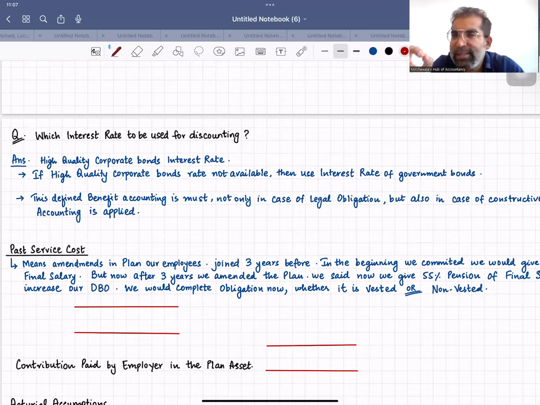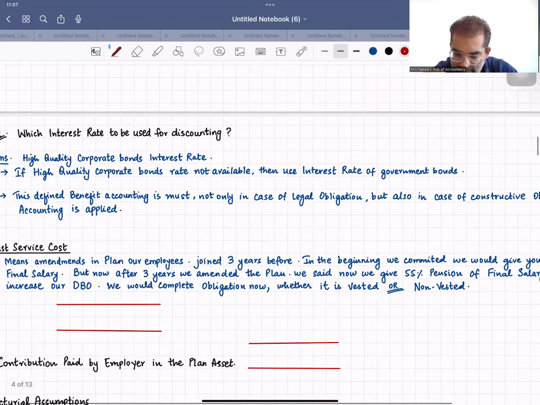So in that case, you have to book the same liability and everything. Okay. Right. So please read these lines.